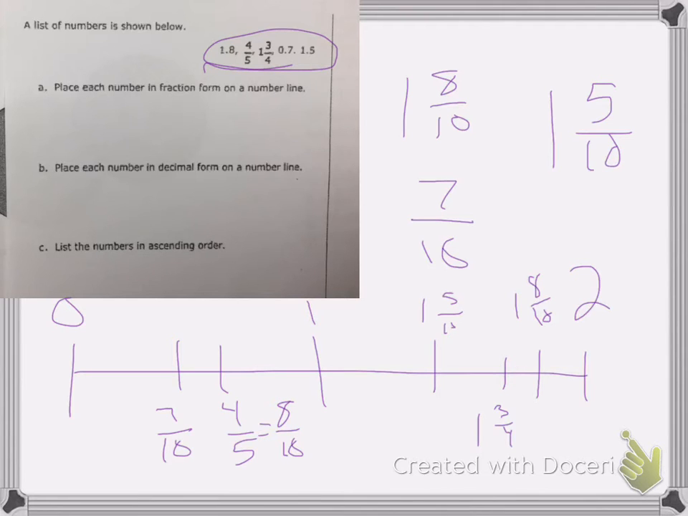Place each number in decimal form on the number line. This is just to make sure you've got them in the right spot. So there was 7/10. There was 8/10. Then there was 1. Then there is 1 5/10, 1.5. Then there's 1.75 and 1.8, or 1 8/10.